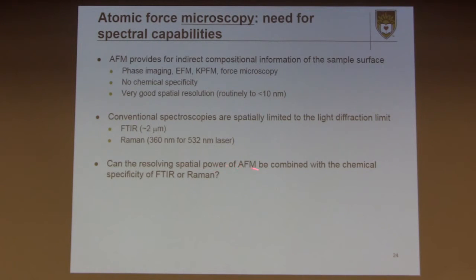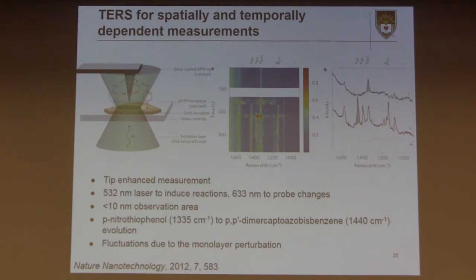Can we resolve spatially with AFM and get spectroscopy information of FTR? So Berghuis in Utrecht did that. He used what's called TERS, tip-enhanced Raman. The field around the tip is so enhanced that most of the signal comes from the tip. And for the tip, we know the size, 10 nanometers, what have you. So that's the beauty of it. He probed with two lasers. One laser does not do anything to the sample, it's too weak. The other one induces reaction.